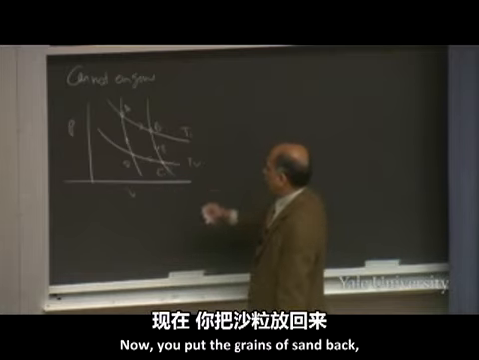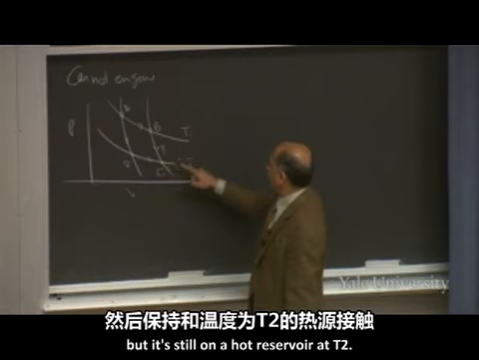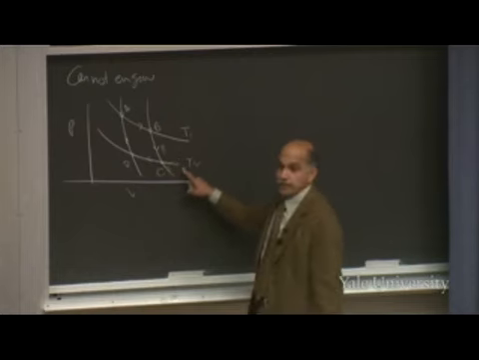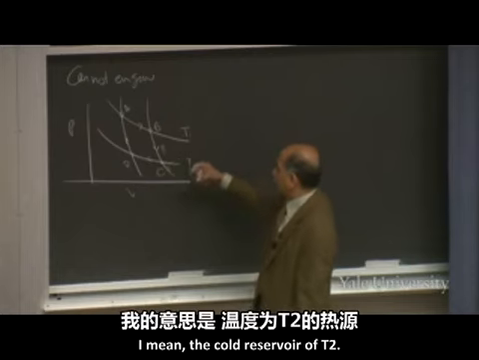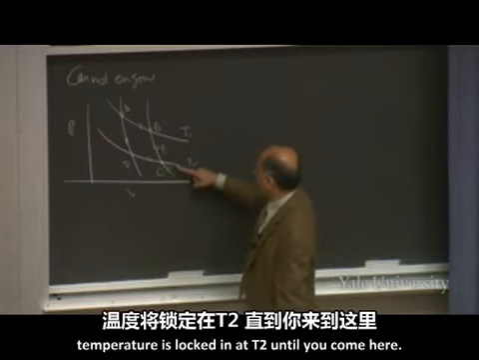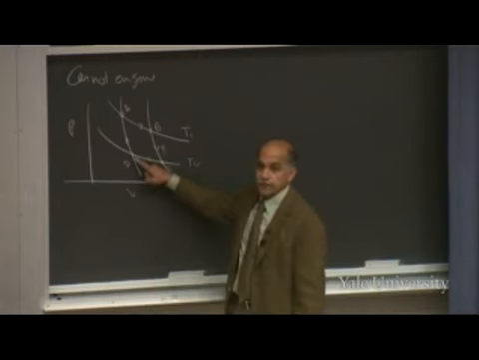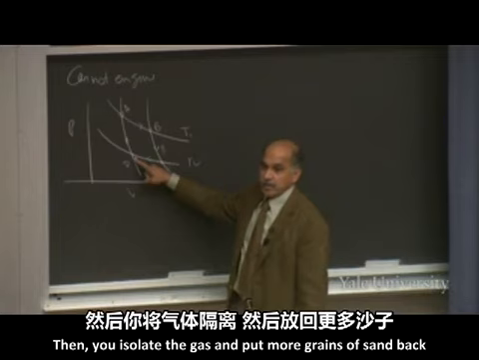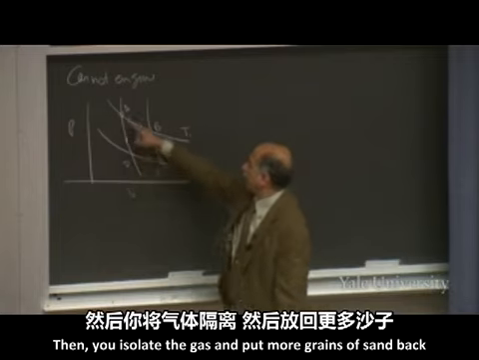Now you put the grains of sand back, but it's still on a cold reservoir at T2. Put the grains of sand back. Temperature is locked in at T2 till you come here. Then you isolate the gas and put more grains of sand back till you come back to A.